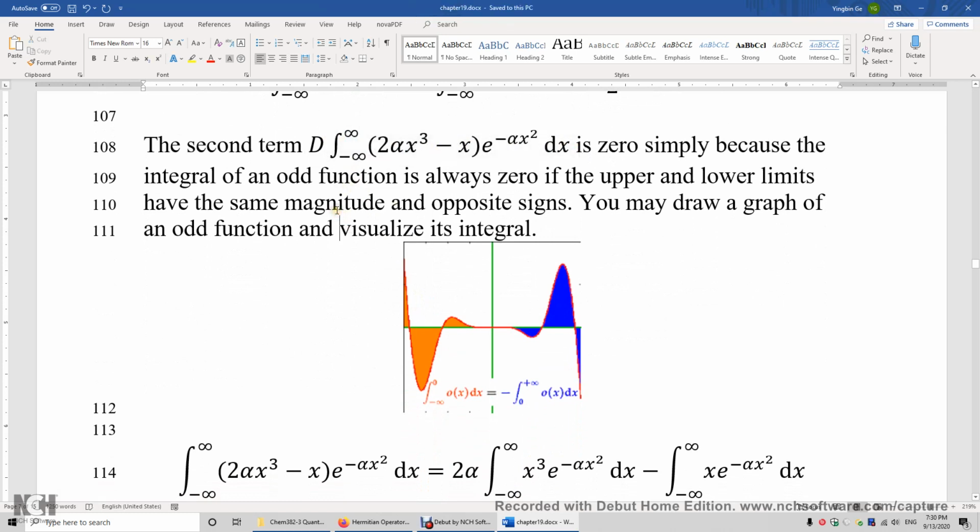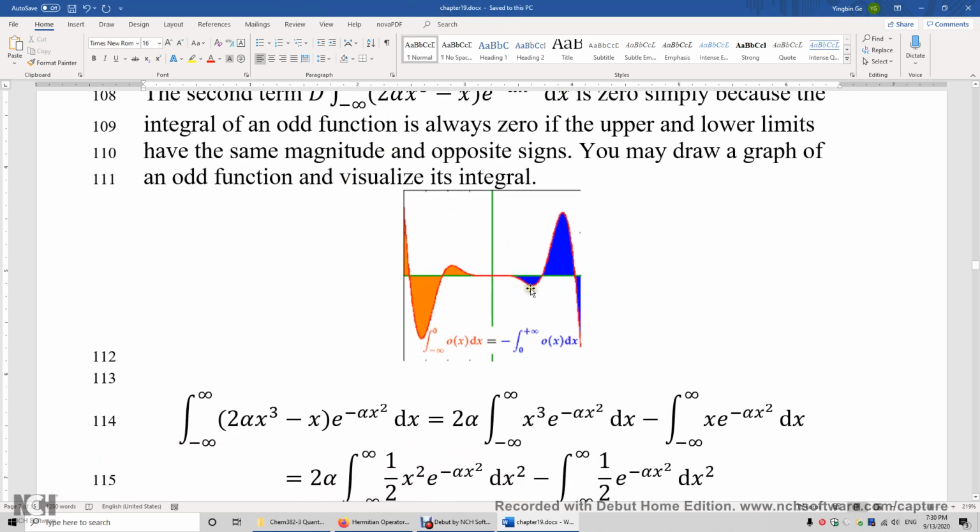I'm going to give you another odd function, so it's a different example. You can see in this odd function, this part and this part are anti-symmetric. If you look at this value, it's negative. Over here, it's positive. So these two are anti-symmetric. This area and this area are anti-symmetric, and this area and this area are anti-symmetric. So basically, this integral and this integral will cancel, and this integral and this integral will cancel.